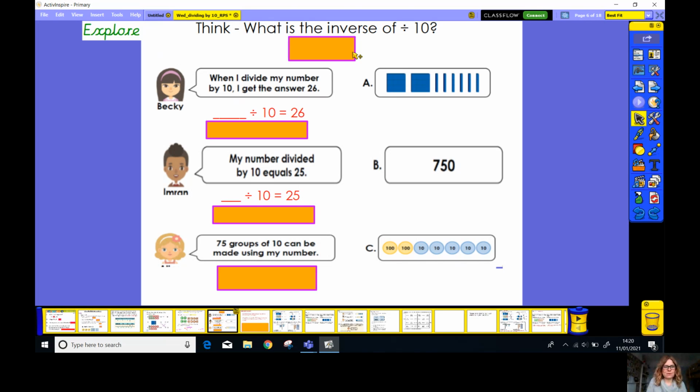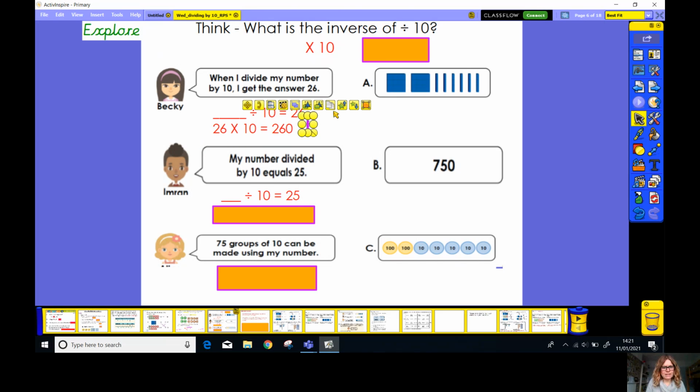That's right, it's multiplication, isn't it? So doing the inverse of dividing by 10 is multiplying by 10. So to work out what this answer here is, this is what I would do. I would take that 26 and I would times it by 10, doing the opposite, and I got 260. 260 divided by 10 equals 26. Do you see how I got that answer?